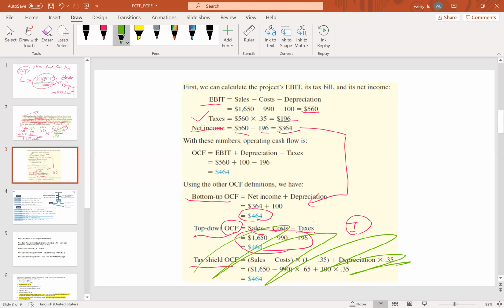The most important method, for these methods, is the bottom-up method. You need to adopt this method to solve the operating cash flow, from net income plus depreciation. So that's the question to review the operating cash flow. Let's also use another Excel sheet to review this calculation again.